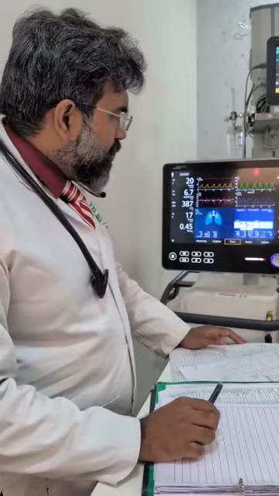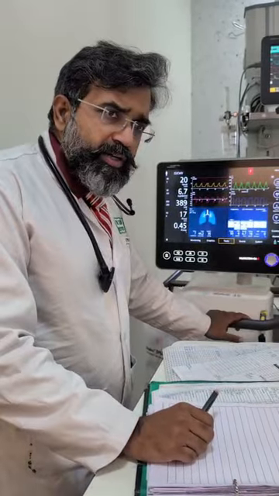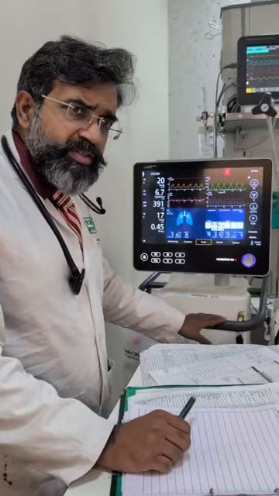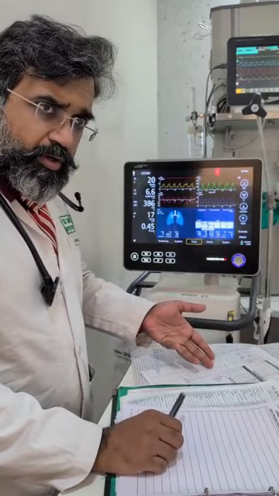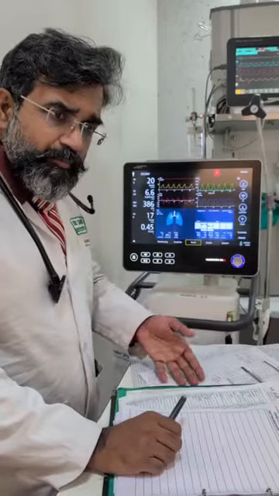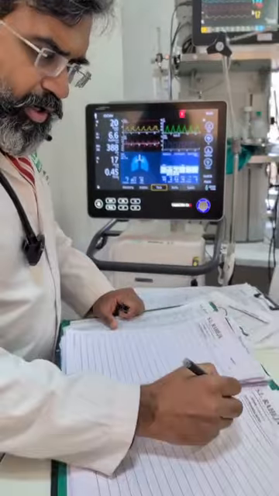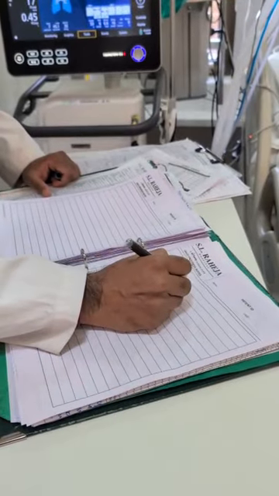For that, what the Hamilton provides is the low flow PV loop. We've already done this in the past, how to find the low flow PV loop. But say you don't have the low flow PV loop, how do you assess recruitability? For that, we will do something called the recruitment inflation ratio.